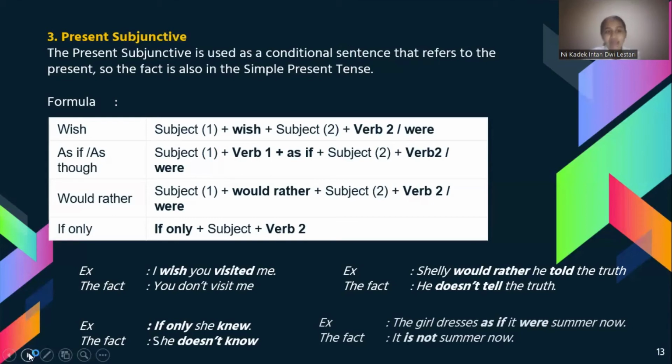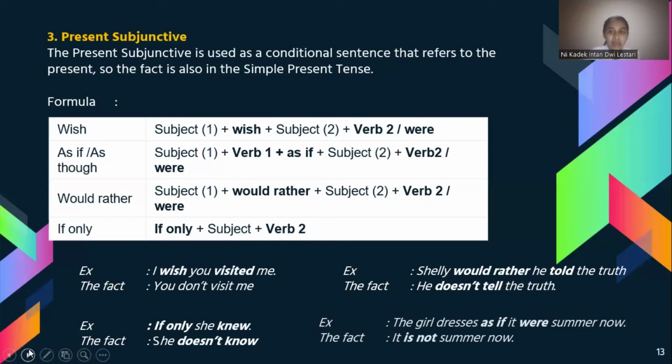And then if you use the words would rather, the formula is subject plus would rather plus subject two plus verb 2 or were. And then the last, if you use the words if only, the formula is if only plus subject plus verb 2.